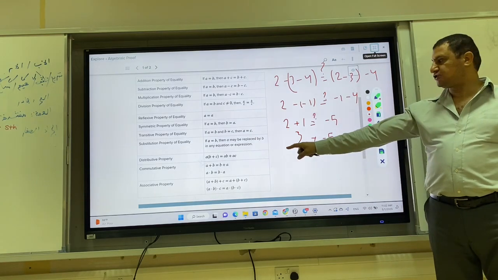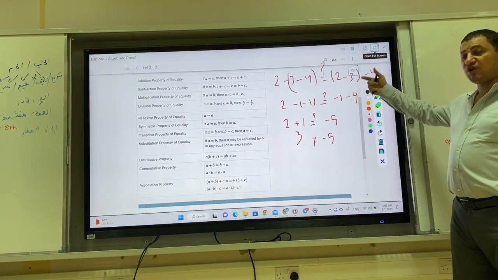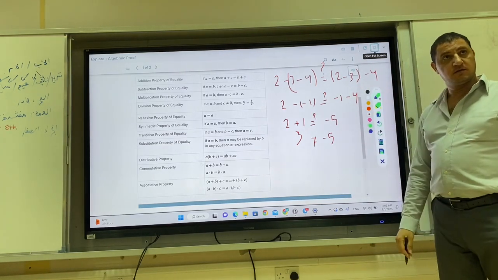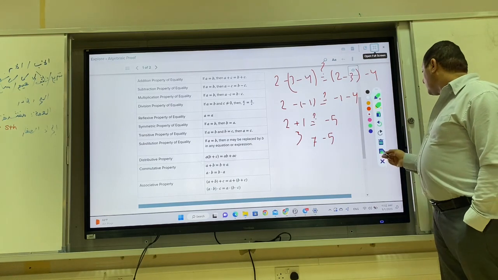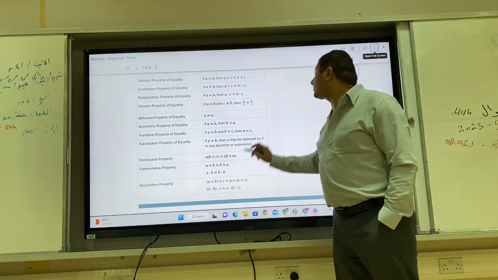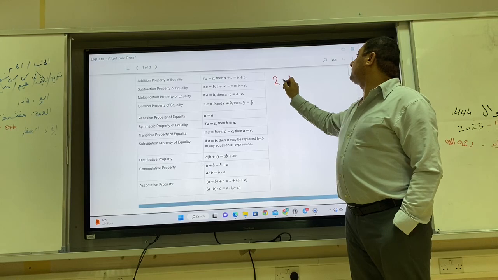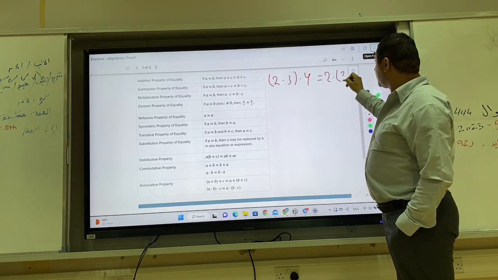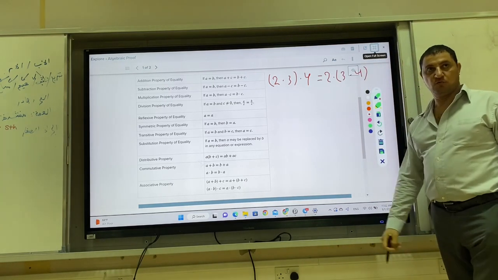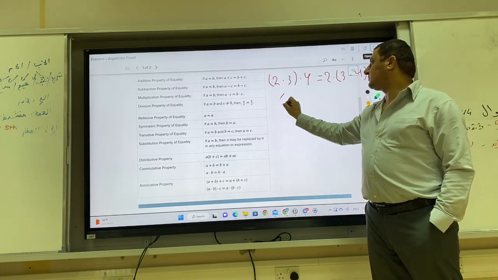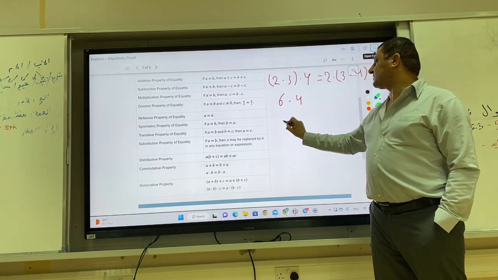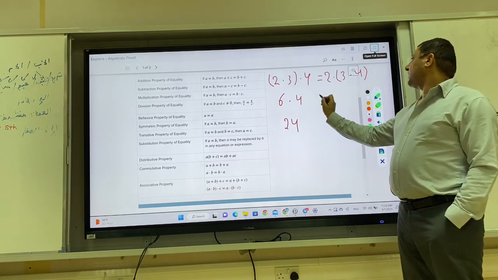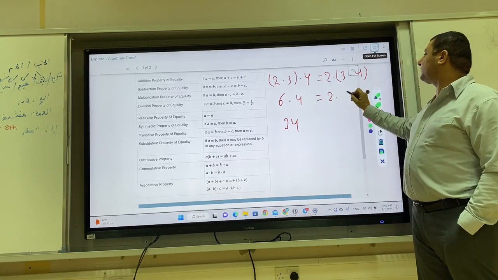So with subtraction, we cannot use associative. We checked that we can use it with addition. So it works with addition, but it does not work with subtraction. Am I correct? Yes. Now let's check with multiplication. 2 times 3 multiplied by 4. Is it the same as 2 times 3 multiplied by 4 with different parentheses? We'll check. 2 times 3 is 6. 6 times 4 is? 24. Excellent.